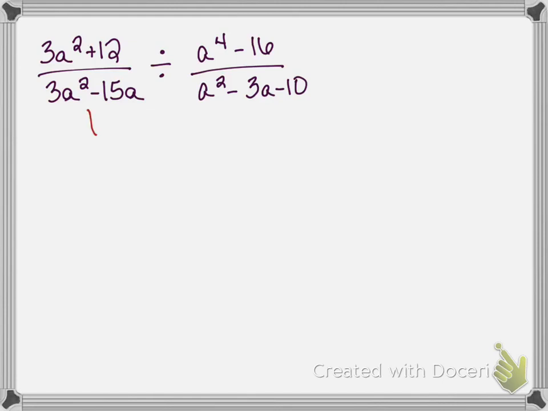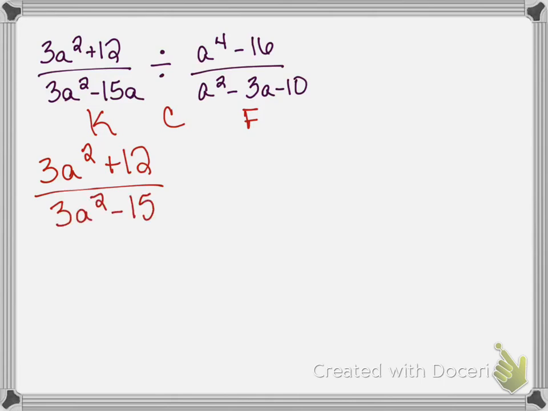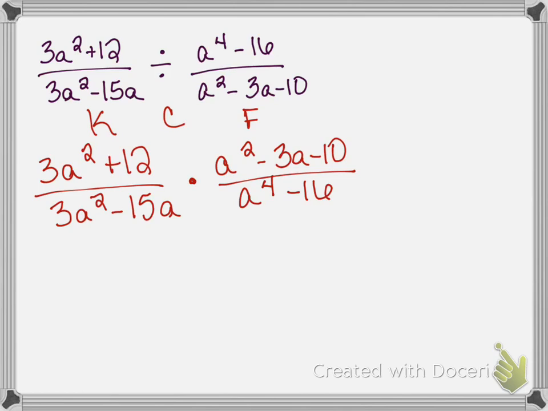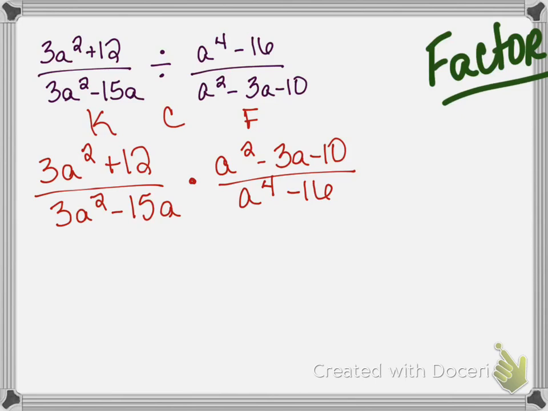So we keep, we change, and we flip. So I have 3a squared plus 12 divided by 3a squared minus 15a, multiply a squared minus 3a minus 10 over a to the fourth minus 16. Now what do I want you to do? Factor. I'm going to give you 3 minutes to factor.